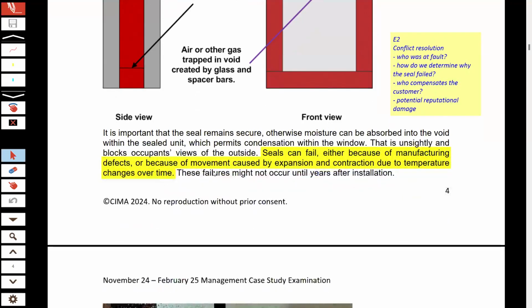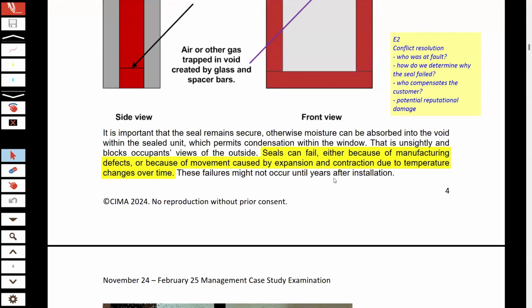Also, what this final sentence makes me think of is that failures in windows might not occur until years after installation. Could we find in the exam that suddenly Shinyglas has a problem with some windows that were installed 6 or 7 years ago, where there might have been issues with the supply of those sealed units from a supplier all those years ago? How would Shinyglas deal with that? Would they be able to negotiate a solution with the supplier all those years on? Would they need to make warranty provisions?